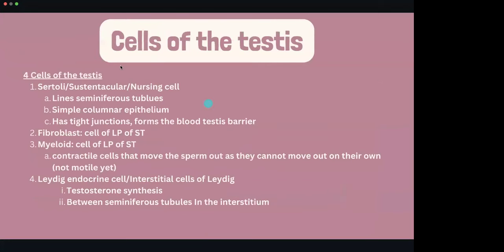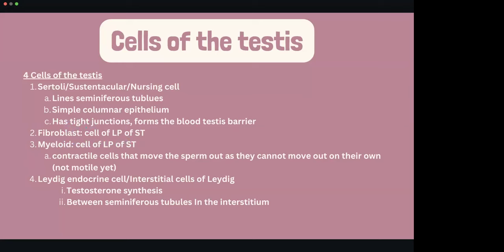Now, these are the cells of the testes, the Sertoli cells that line the seminiferous tubules. They're simple columnar epithelium, and they have tight junctions, so they form the blood-testis barrier. They also have the fibroblasts and the myoid cells, which are the cells of the lamina propria. You guys already know this: we have the epithelium, the basement membrane, then the lamina propria. The myoid cells are contractile cells that move the sperm out because they can't move yet. They're still very young. Surrounding the seminiferous tubules are the Leydig cells, which produce testosterone.